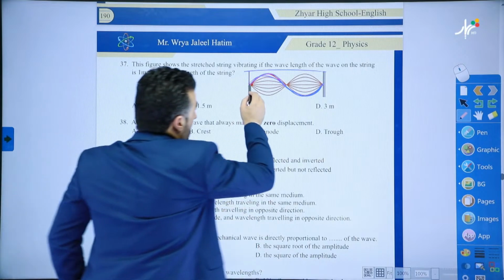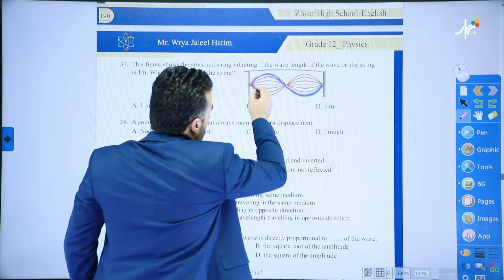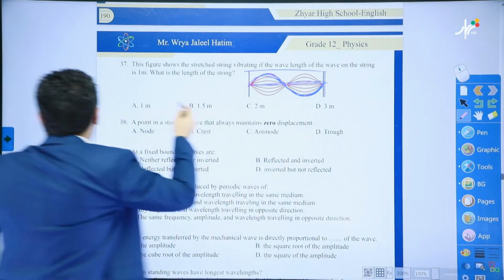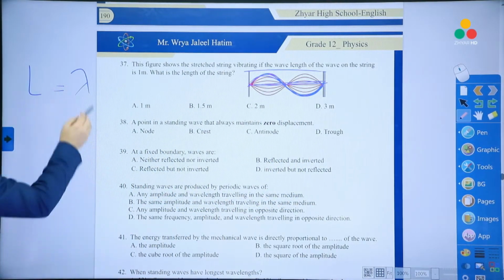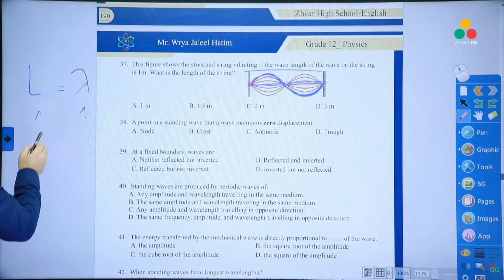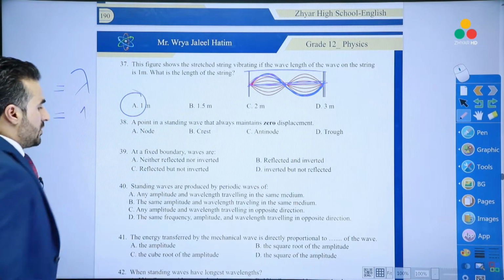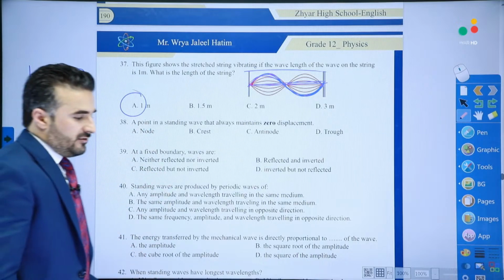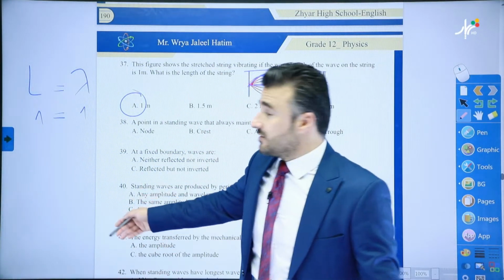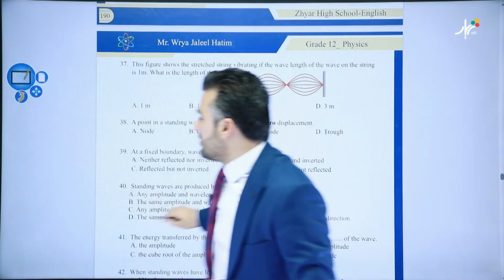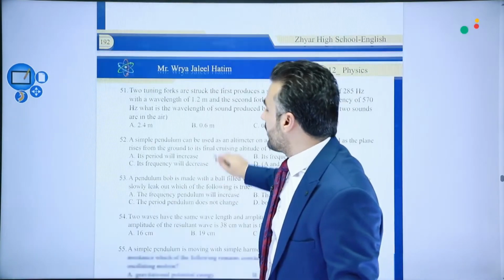So you can see here, if the wavelength is 1 meter, what do you think the length of the string is? In this case, the length of the string is equal to 1 wavelength. So if the wavelength is 1 meter, what is the length of the string? Of course, that is also 1 meter. And then of course you can solve the rest of the questions, and afterwards compare your answer to the answer provided here just to see how well you did it, okay?